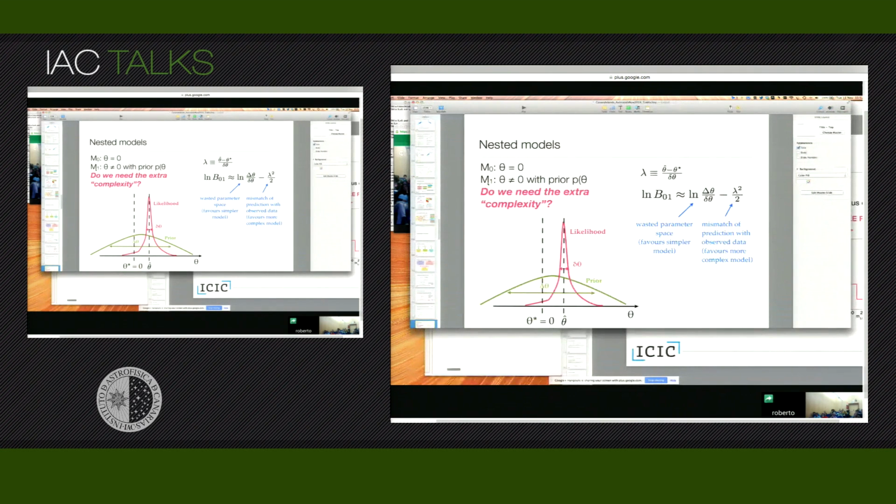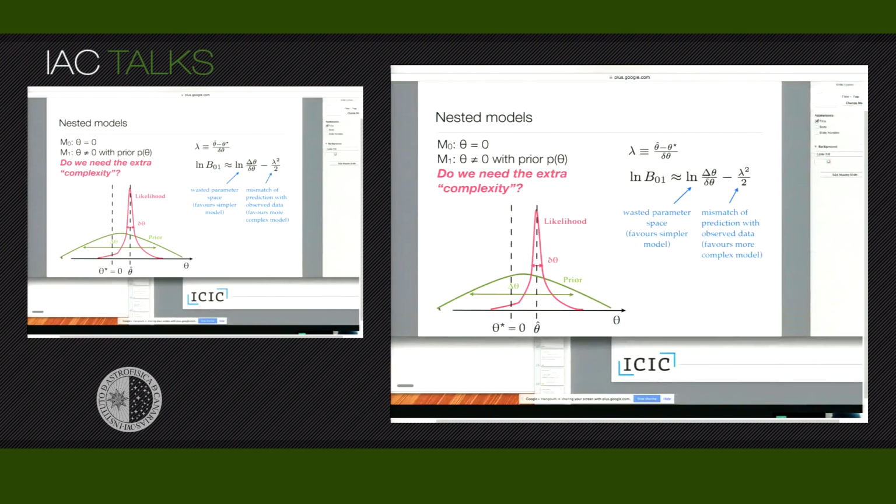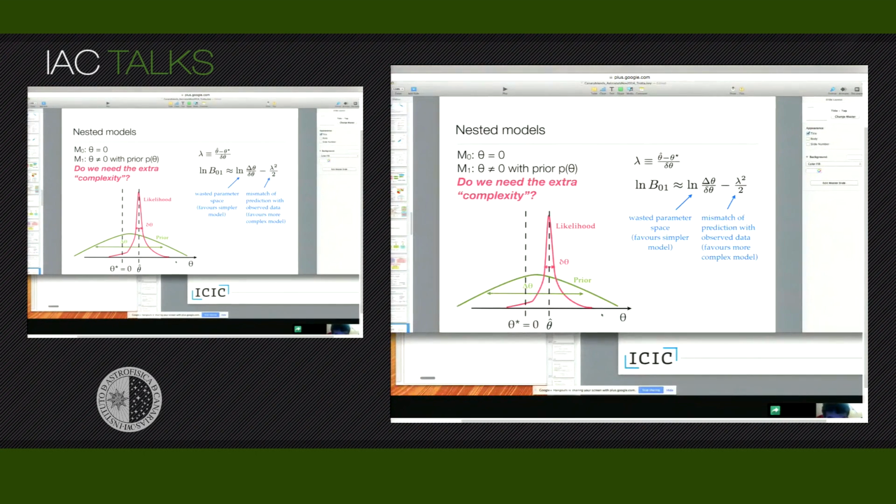Then there is a more complicated model where it predicts that theta is different from 0 with some prior p of theta, here in green. And the question is, do we need the extra complexity? Is the addition of one extra parameter describing, for example, a signal warranted by the data? So we can easily compute the Bayes factor given the comparison between these two models.